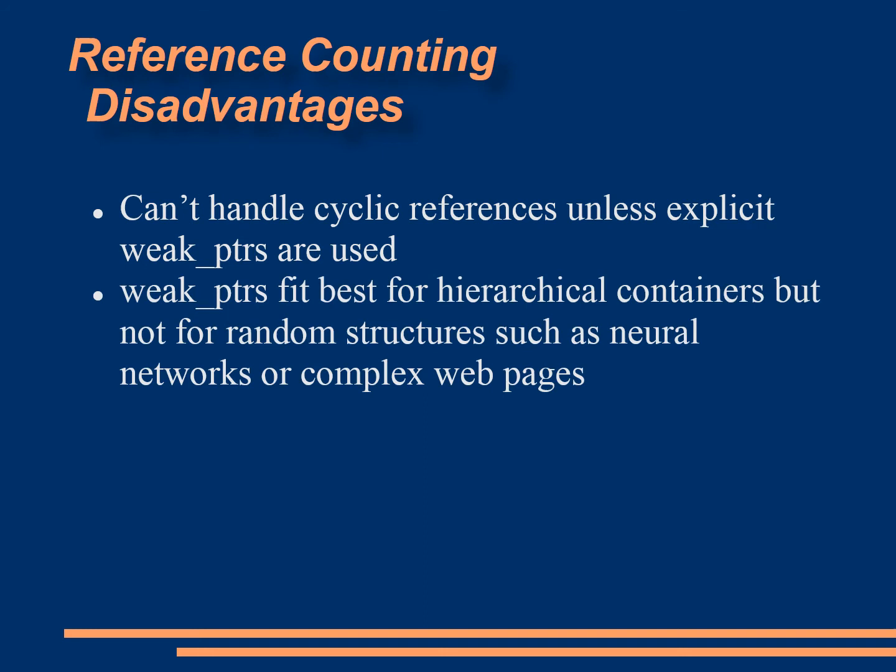So the disadvantage of reference counting is that it can't handle cyclic references unless explicit weak pointers are used. And weak pointers fit best for hierarchical containers, but not for random structures such as neural networks or complex web pages.